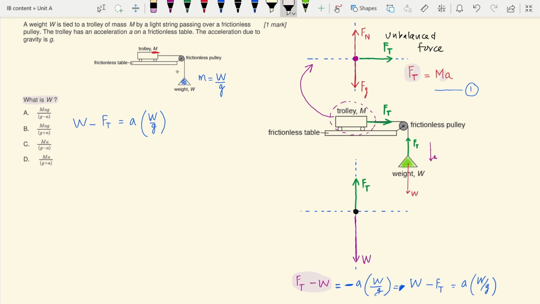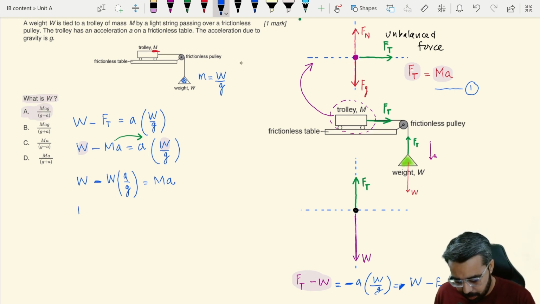The force of tension is equal to capital MA. We can substitute here. So W minus MA is equal to A times W over G. What we have to find out is W, so we can gather the same variables on one side. So it must be W minus A, or you can also write W times A over G. All right, whereas we can take this negative MA to the other side, so then it will become positive MA, capital MA. That's the mass of the trolley times acceleration.